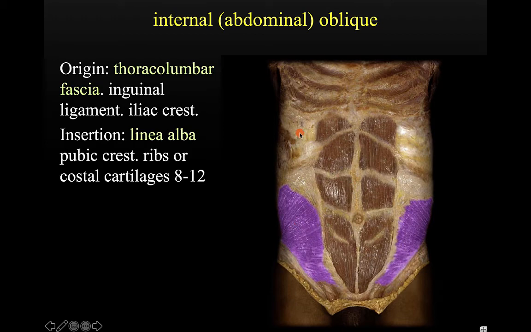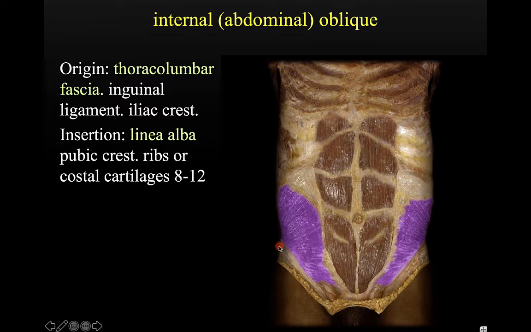We want to remember that our externals started high and they ran diagonally down towards the midline. So these things are running perpendicular to each other. The origin of the internal oblique is kind of complicated. The simplest part of this is the thoracolumbar fascia, and we'll take a look at that in a second. And then, of course, the inguinal ligament and iliac crest. Inguinal ligament going between the anterior superior iliac spine and the pubic tubercle.